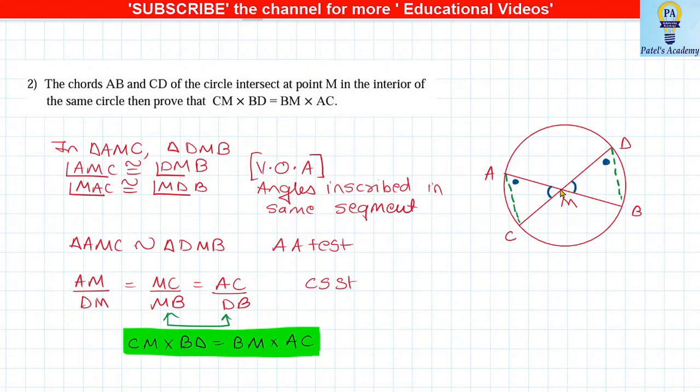At vertex M, you can see angle M equal to angle M. These are nothing but vertically opposite angles. So I can say that these two triangles are similar by AA test. That is what I have proved here. Triangle AMC is similar to triangle DMB by AA test. Now as the triangles are similar, I can take the sides in proportion, that is CSST, corresponding sides of similar triangles, and according to what we want, I am going to cross multiply the second and the third ratio. So I get CM into BD equals to BM into AC. Students, for writing the steps, you can pause the video anytime and take down the steps. So that is the second sum.